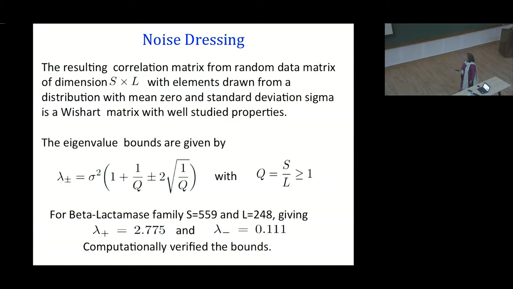The bounds of the eigenvalues are given by these terms, and these bounds can be found when the ratio S over L, which is called Q, is greater than 1. And for this particular S and L, the edges of the eigenvalues are lambda plus, given by the small one.